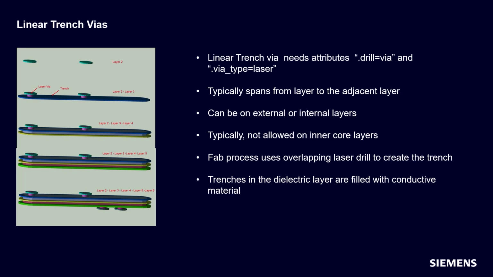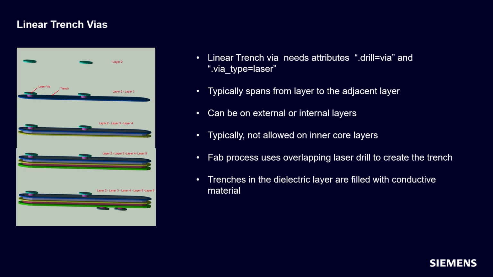A trench via is considered a trench made from via drill slots and multi-drill vias with the attribute drill equals via and a via type of laser. It is typically from one layer to an adjacent layer, but can span multiple layers, but never all the way through the board, such as a plated through slot. Trench vias can be on both internal and external layers.